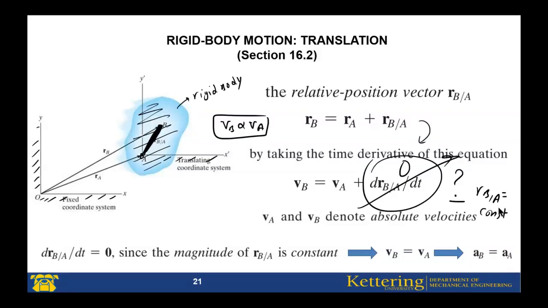Okay, now what we found here for a translation motion for a rigid body, the velocity of any points is equal, and also their acceleration will be equal. This is the conclusion from this.